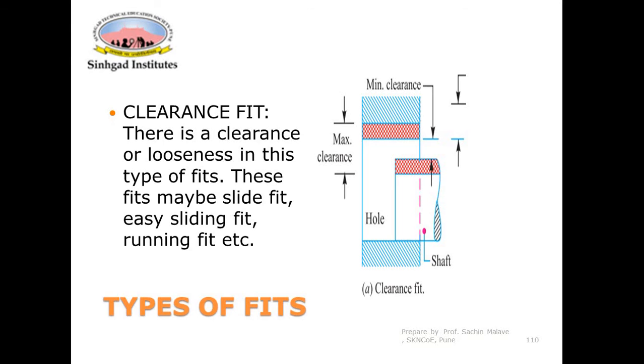As you can see, the first type of fit is a clearance fit. There is a clearance between the size of the hole and the size of the shaft. In the case of the clearance fit, two rectangles are shown. This larger rectangle shows the various sizes of the hole, and the smaller rectangle represents the sizes of the shaft.